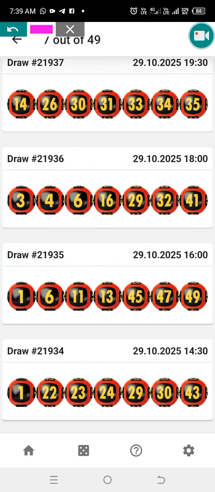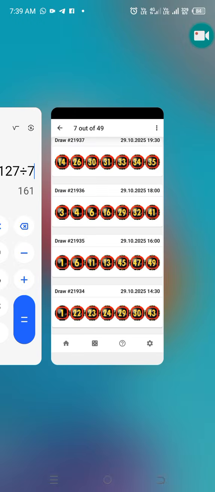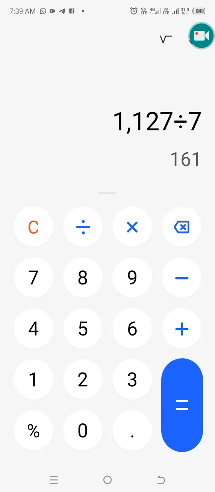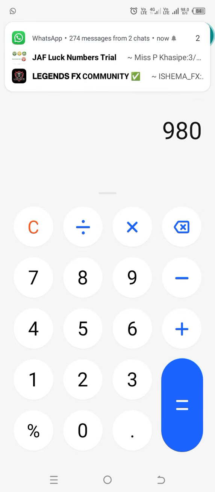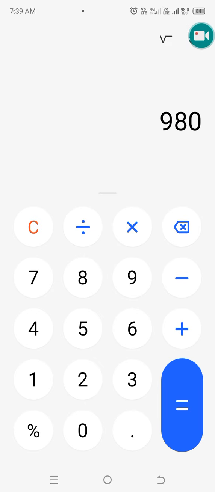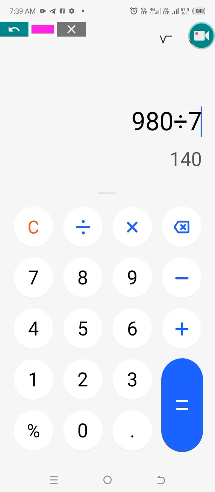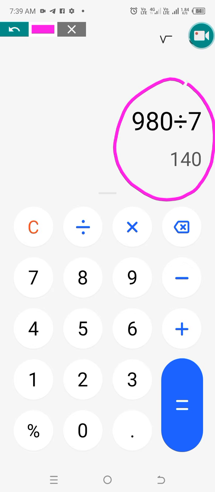Now you write 20 down here. Then you multiply by the total number of the draw, which is 49. Then you click equal, always click equal. Then you divide by the number of the draw. It's 7 numbers per draw. Now, this is the answer. We have a 98, right?